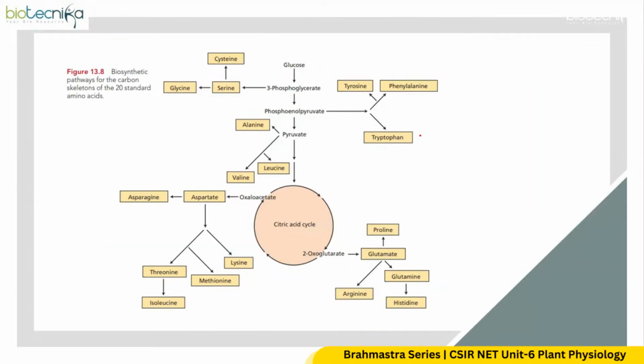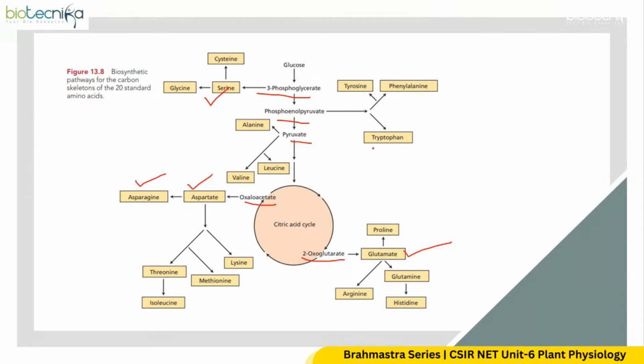Then I mentioned the TCA cycle. So this is your TCA cycle, right? You can see oxaloacetate gives rise to aspartate, asparagine. 2-oxoglutarate gives rise to glutamate, and from there you get other amino acids. Apart from that, in glucose metabolism, alanine is obtained from pyruvate, 3-phosphoglycerate gives rise to serine and other amino acids. PEP also gives rise to aromatic amino acids. So that's the reason statement C is incorrect over here.